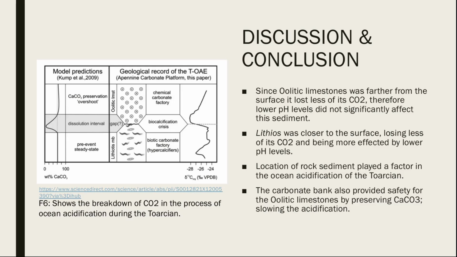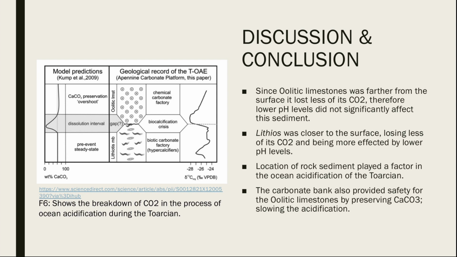Oolitic limestones was further from the surface, so it lost less of its CO2. Therefore, lower pH levels did not significantly affect the sediment. Lithiotis was closer to the surface, losing more of its CO2 and being more affected by lower pH levels. The location of the rock sediment played a factor in the ocean acidification of the Toarcian. The carbonate bank also provided safety for the oolitic limestones by preserving CaCO3, slowing the acidification.